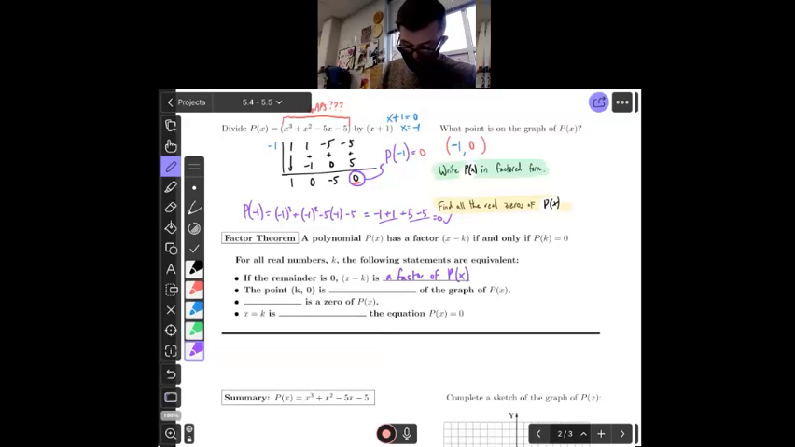The point k comma 0, any point that's number comma 0, is an x-intercept. All x-intercepts have y values of 0. So the point k comma 0 is an x-intercept of the graph of p of x. Remember, the value that you plug in to get 0 as an answer is called a 0. We plugged -1 in and got 0, so -1 is a 0. That means k is a 0 of p of x. It also means that x equals k is a solution of p of x.